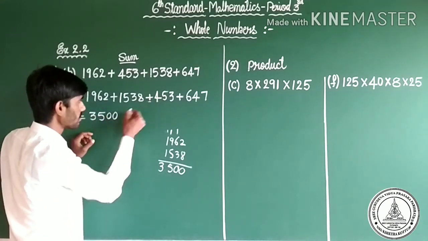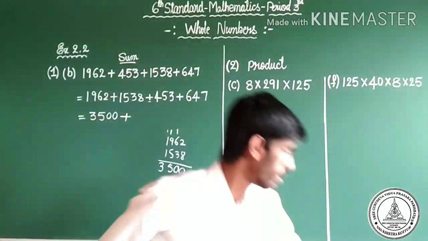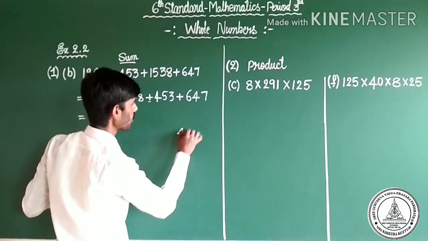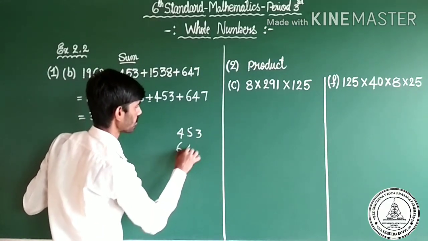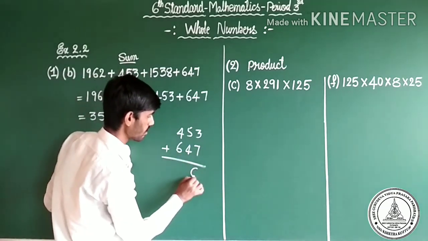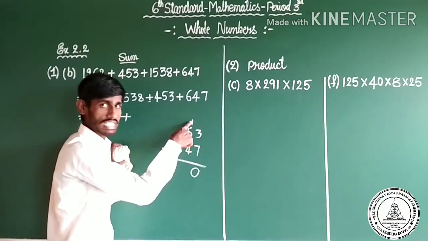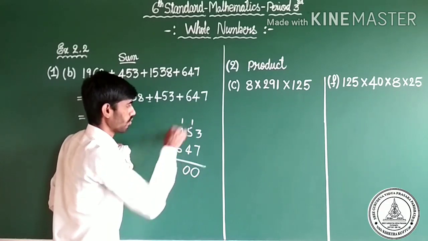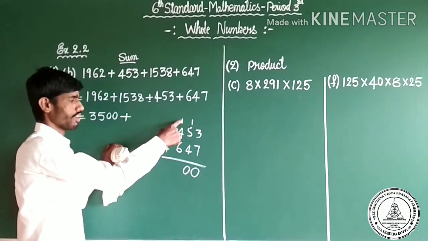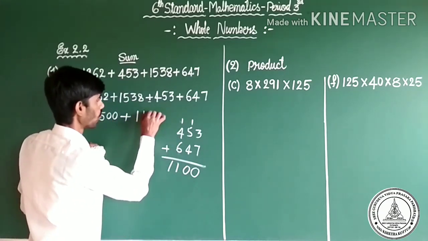Plus, add these two addends, 453 plus 647. Observe here, 7 plus 3 is equal to 10, 0 is here, 1 carries. 5 plus 1 is 6, 6 plus 4 is 10, 0 is here, 1 carries. 4 plus 1 is equal to 5. 5 plus 6 is equal to 11. Right, here 1100.